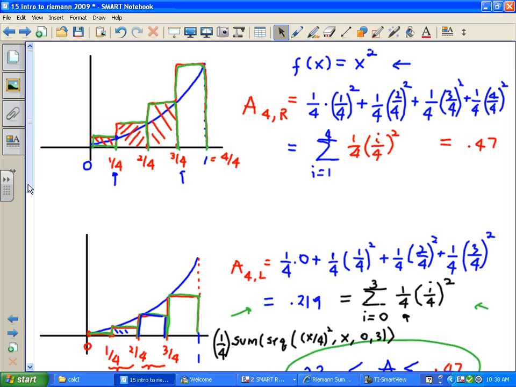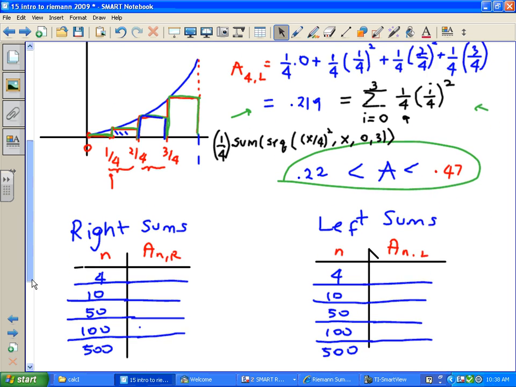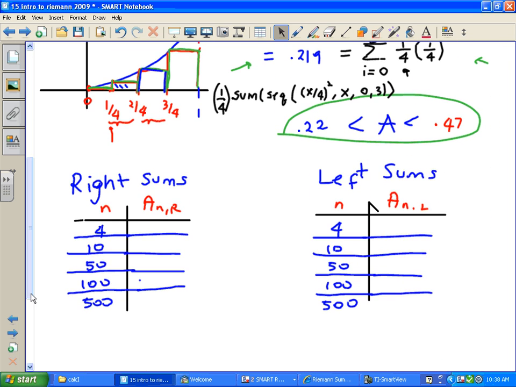Okay, so going back to this table that I will ask you to fill out, I've already done the answers for number 4. If you're using 4 rectangles, what was the right sum? The right sum was 0.47, right? What was the left sum? 0.22. As you increase the number of rectangles, there's going to be less and less overflows and underflows. And we're going to have a really good estimate here between the upper sum and the lower sum. And we're going to have a really good idea what this actual area is.